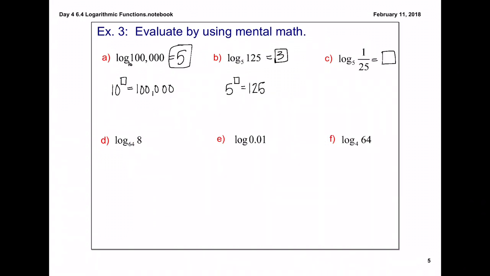Log with a base 5 of 125 equals what? Well, 5 to what power equals 1 over 25. We know it's going to need to be a negative in order to get a fraction. 5 times 5 is 25, so negative 2.